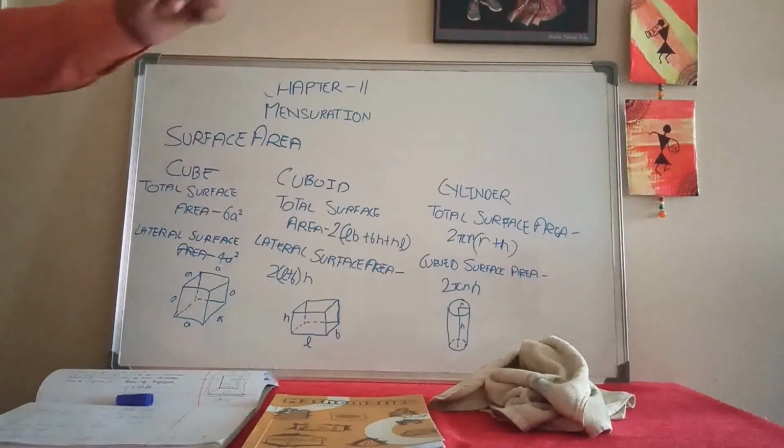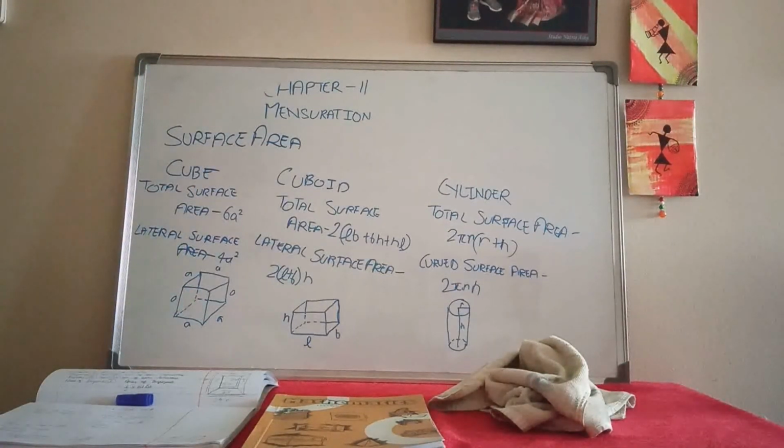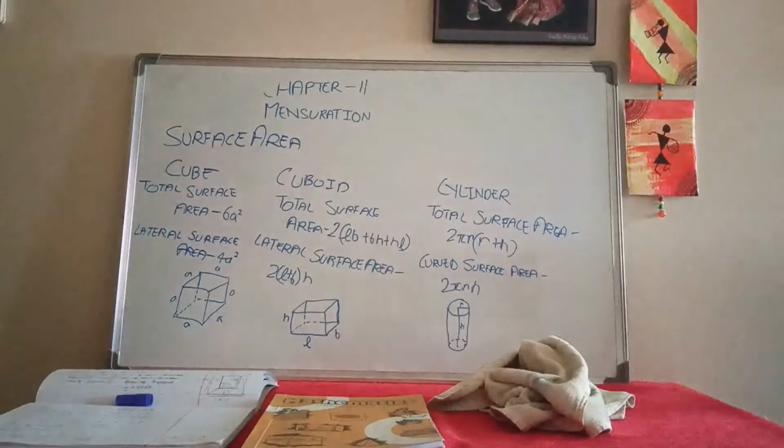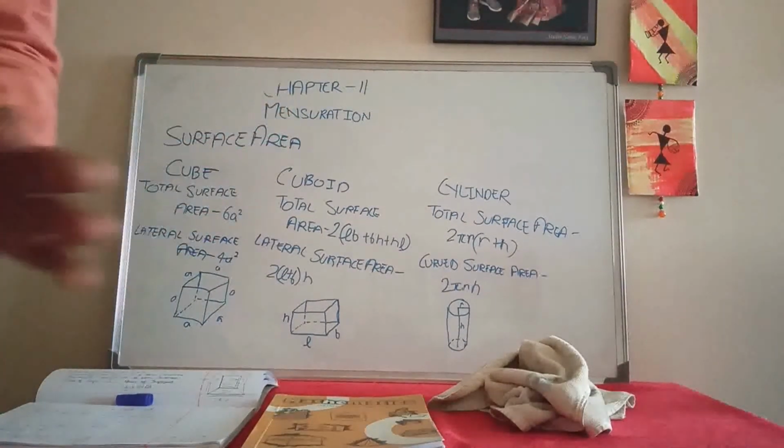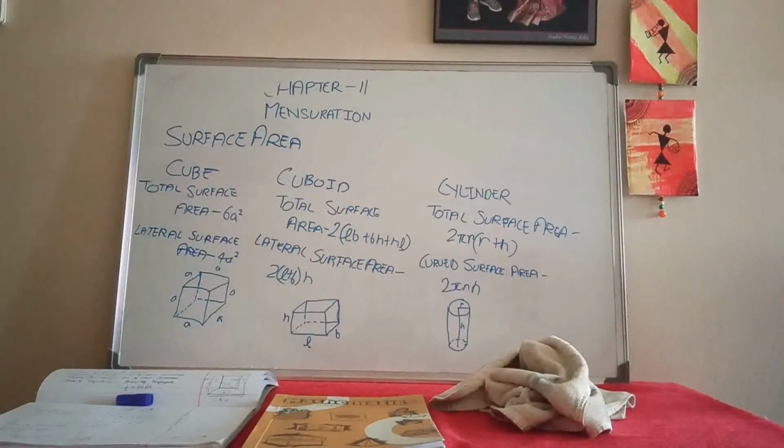For example, we want to paint the whole room, including the roof and the floor. So a cubic room has 6 faces: right, left, front, back, the floor, and the ceiling. When we want to paint all 6 sides, we have to find the area of each side and multiply it by 6, because there are 6 faces.